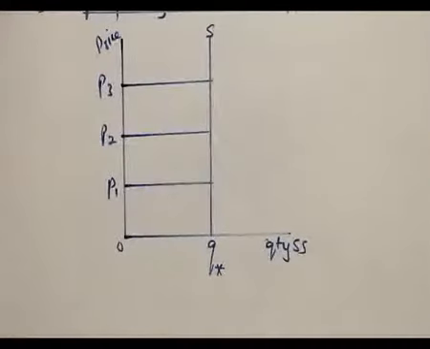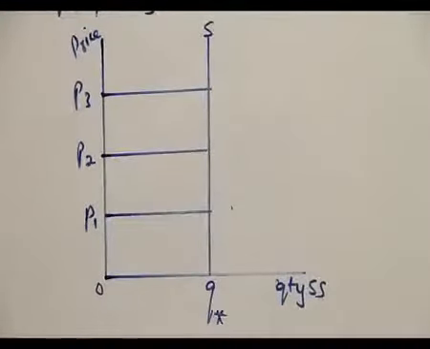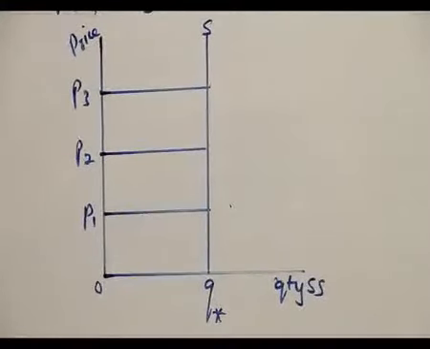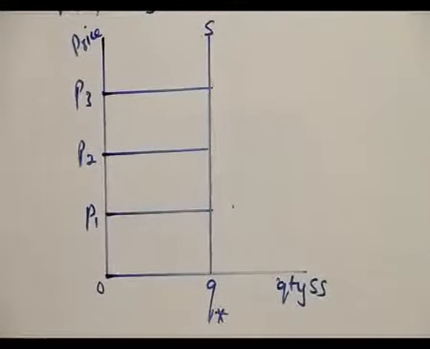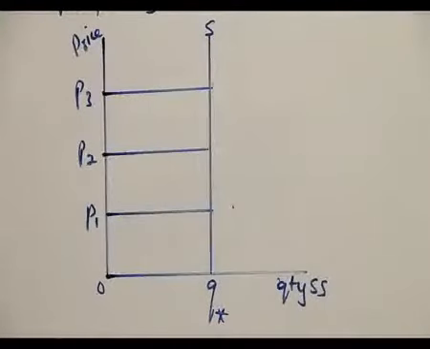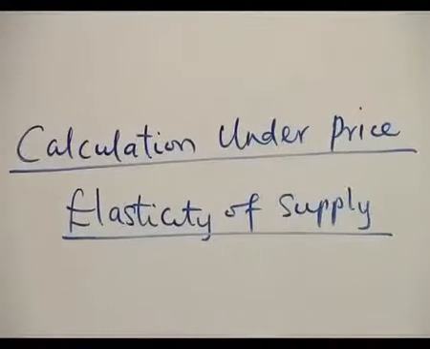Out of the 5 price elasticities of supply that we have described, the first 3, unitary elasticity of supply, elastic supply, and inelastic supply, are the ones that we can work out with the help of data, that is, mathematically. But when it comes to perfectly elastic and perfectly inelastic supply, we don't carry out calculation. So the next one is going to be calculation with respect to price elasticity of supply. Calculation under price elasticity of supply.